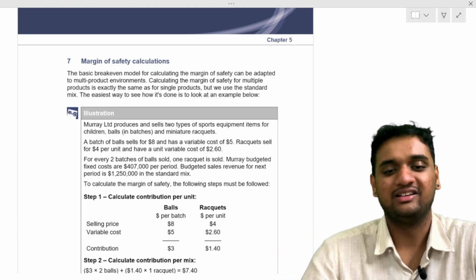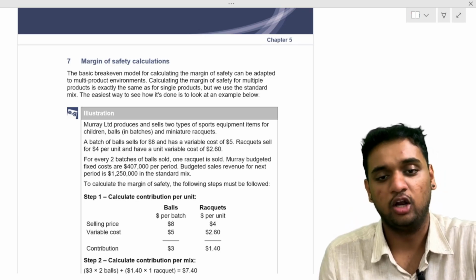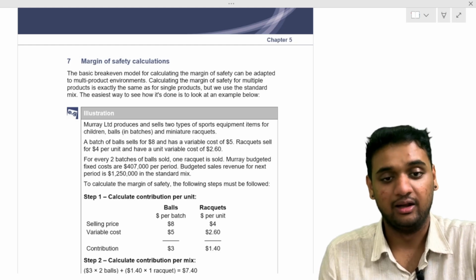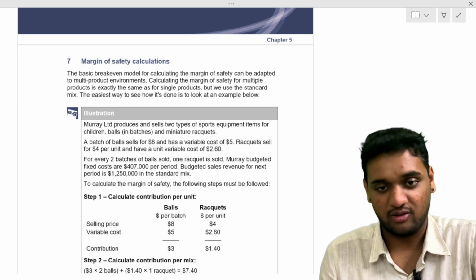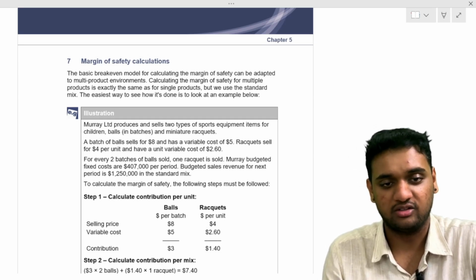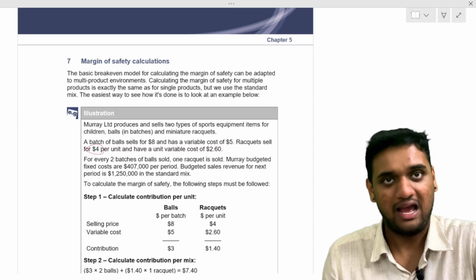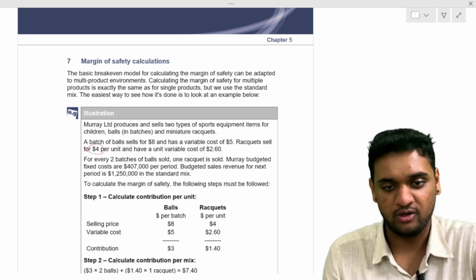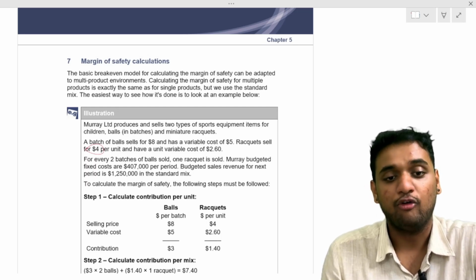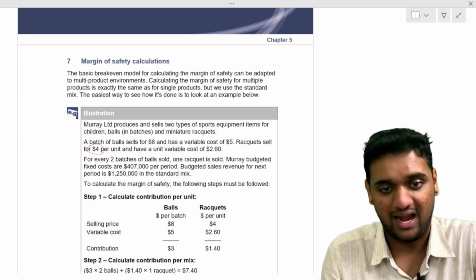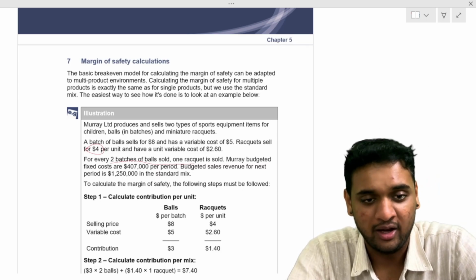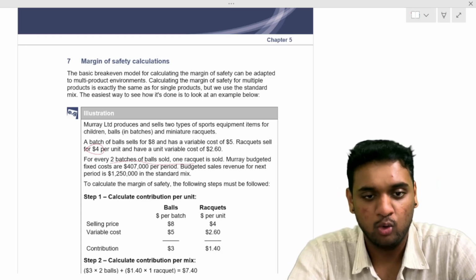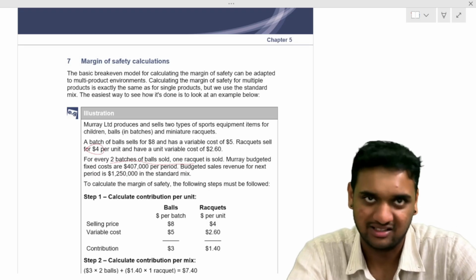Okay. What is given? What is the $8? Be very clear. Selling price of balls per unit. What is $5? Variable cost of the balls per unit. What is that $4 given to us? Selling price for rackets per unit, and variable cost of rackets per unit is given to us. Okay, super. Next, for every 2 batches of balls sold, 1 racket is sold. Have they given the total number of balls and rackets sold? No, they have given only the ratio. For every 2 balls you will sell 1 racket. We can take that as the number of units and we can do the question.